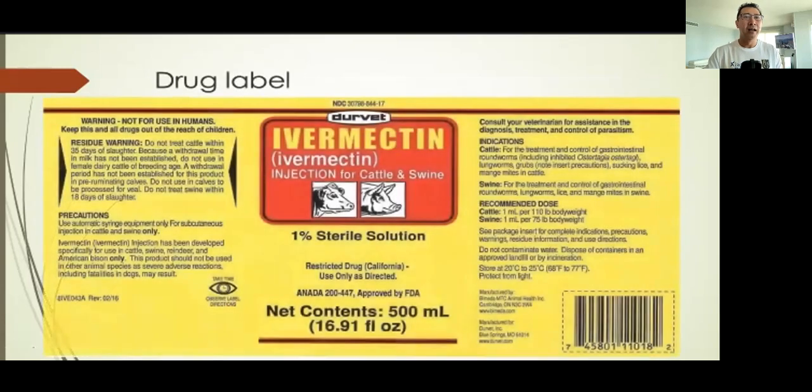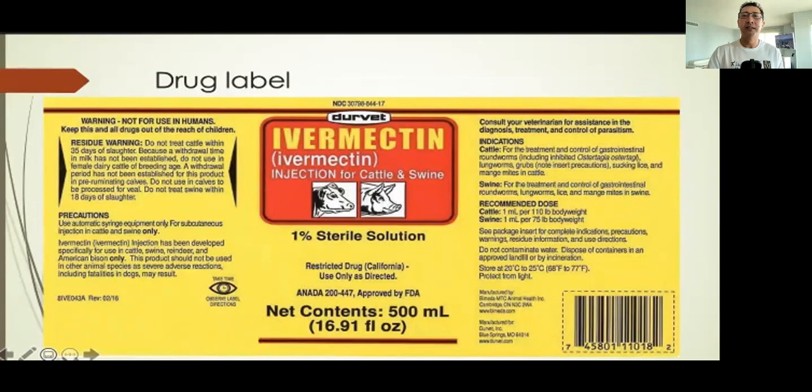Next, ivermectin. This is a hot topic in the world of COVID right now. It is indicated for treatment and control of GI issues of certain animals. All the instructions are there: NDC number, precautions, all the warning labels.